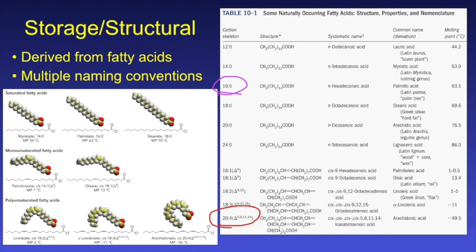What does the 20 mean? 20 carbons. What does the 4 mean? 4 unsaturations. Where are the unsaturations? At the 5th carbon, the 8th carbon, the 11th carbon, and the 14th carbon. That particular one is arachidonic acid. We will come back to it and talk about it. It will create intercellular messengers, or hormones.